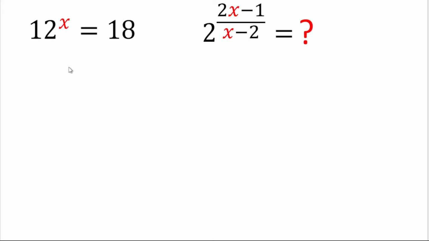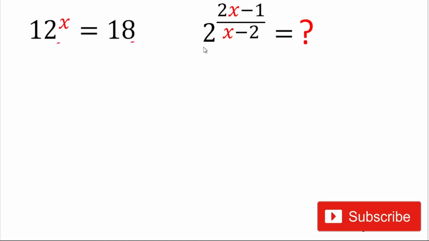Today in this video we are going to solve this mathematical expression. The problem here is 12 to the power x is equal to 18. Then we have to find the value of 2 to the power 2x minus 1, divided by x minus 2.